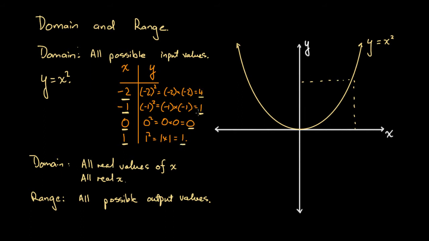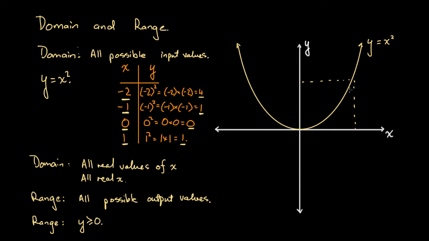Each of these is either positive or 0. At no point did we get a negative output of y. In fact, this function is defined such that for any value of x that we input into this equation, we will always get a non-negative value of y. And that's because x squared is never negative for any real input. So the range of this function is the set of all real values of y greater than or equal to 0. And the way we write that is y greater than or equal to 0.